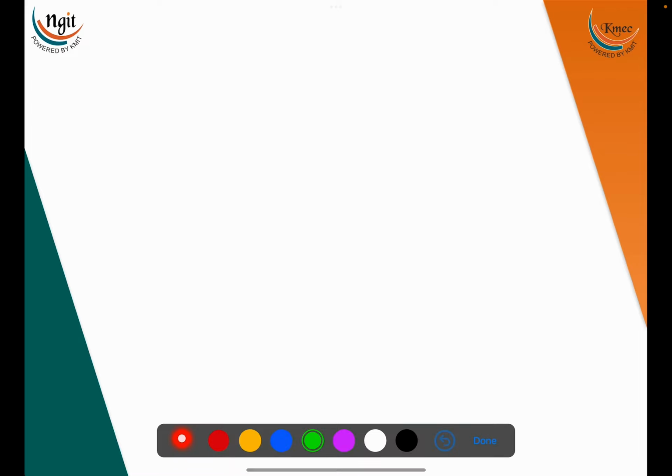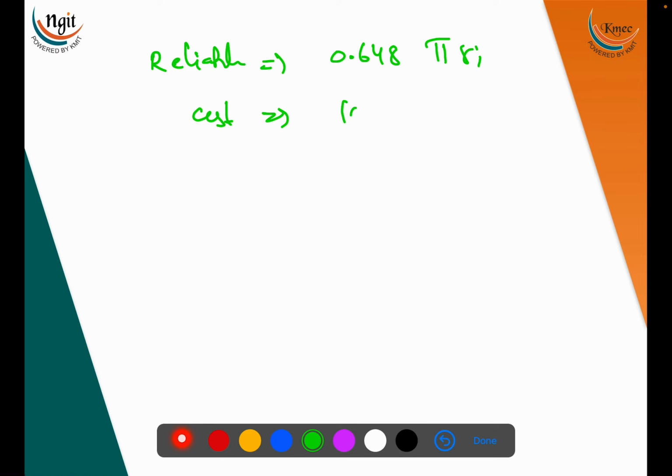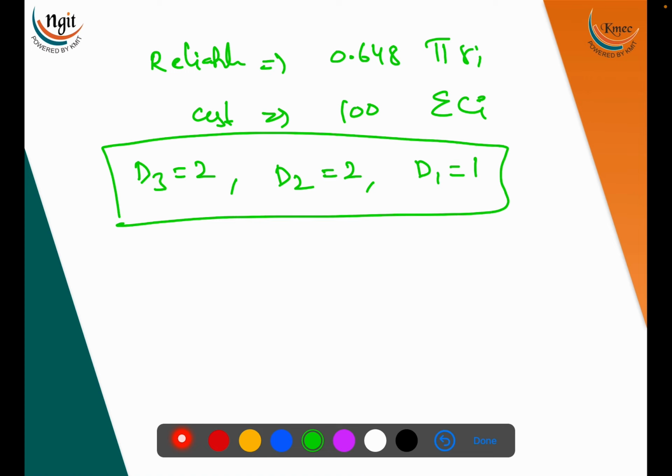Now those are what? Reliability is 0.648, the product of Ri, and the cost is 100, which is the sum of Ci. Finally, D3 is required 2 copies, D2 is required 2 copies, D1 is required single copy, and this is the solution for this problem.